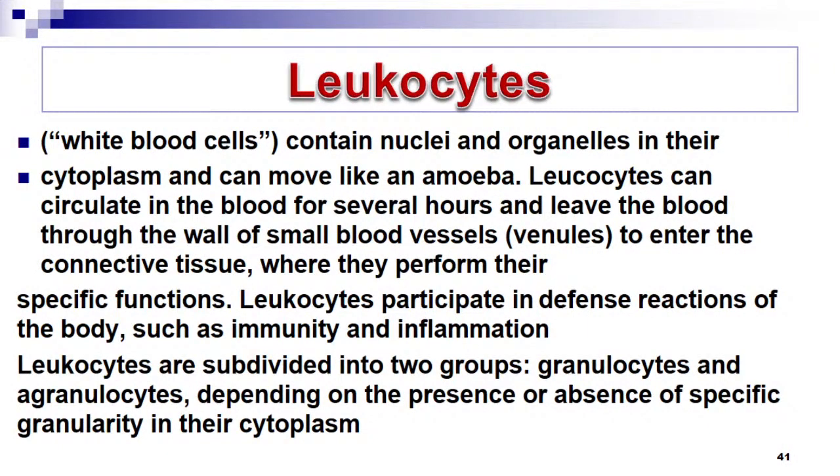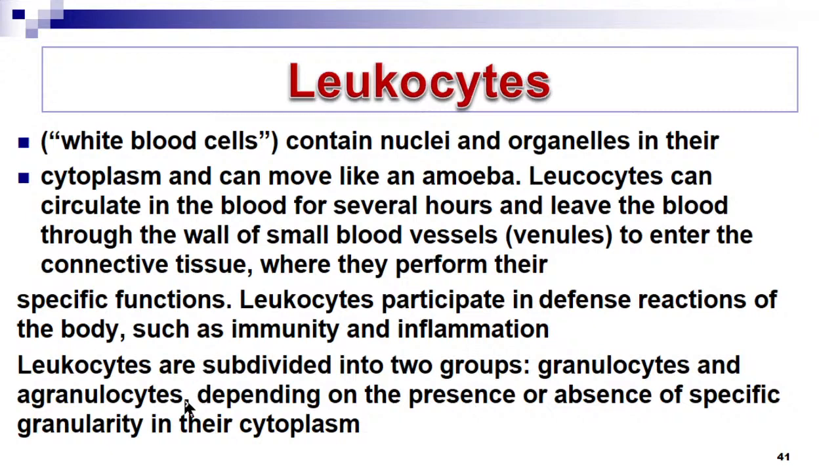Leukocytes. Leukocytes, white blood cells, contain a nucleus and organelles in their cytoplasm and can move like an amoeba. Leukocytes can circulate in the blood for several hours and leave the blood through the wall of small blood vessels, venules, to enter the connective tissue where they perform their specific functions. Leukocytes participate in the defense reactions of the body, such as immunity and inflammation. For example, immune functions are provided by lymphocytes and monocytes.